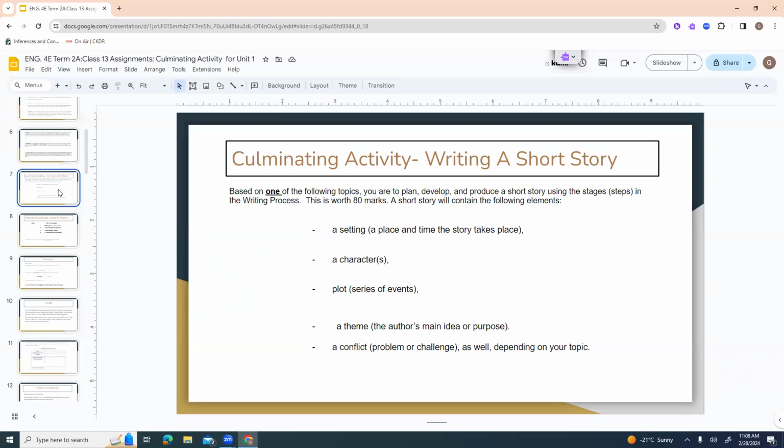A short story will contain the following elements. A setting, which is your place and time, characters, plot, which is your series of events, a theme, which is the author's main idea or purpose, and then a conflict. It says depending on your topic, but I think it'd be pretty hard to write a short story that didn't have some sort of problem or challenge.